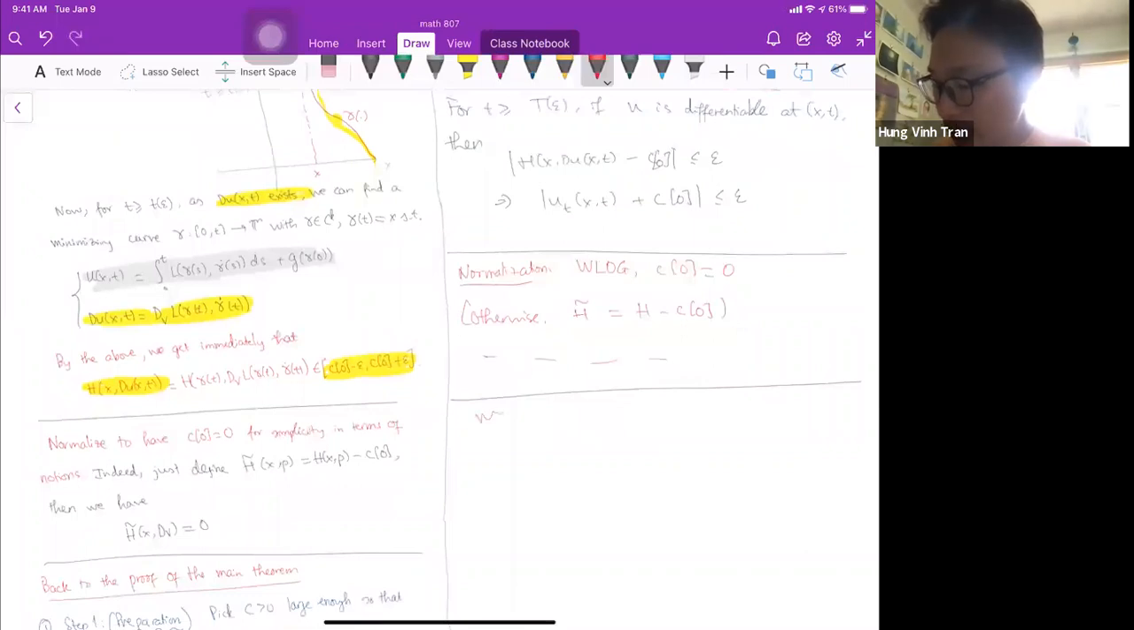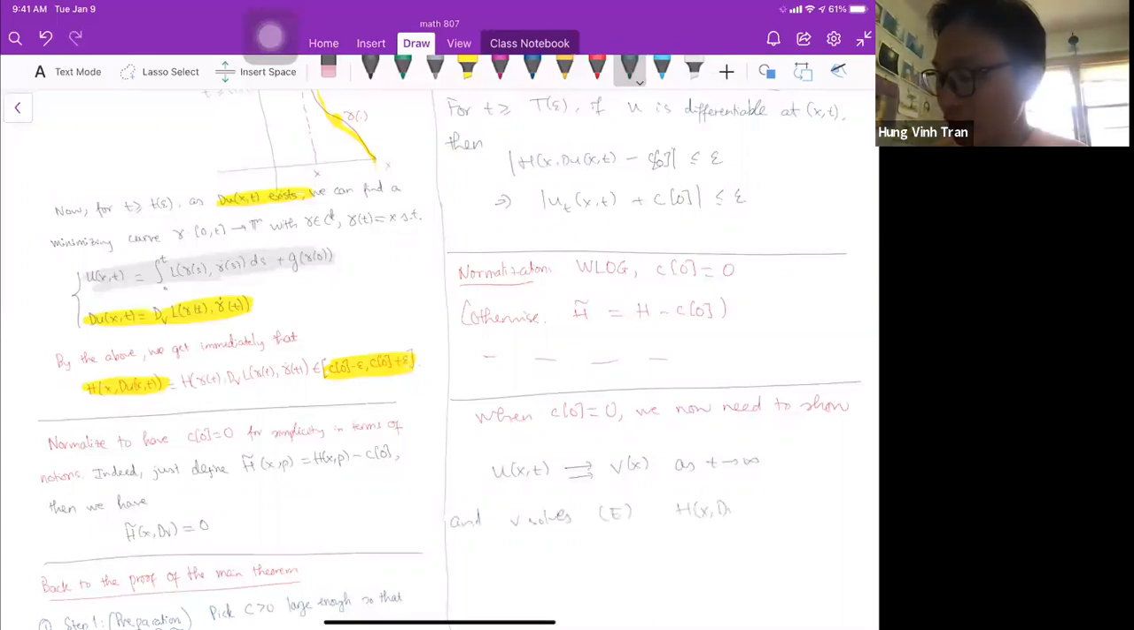So when c naught equals zero, then we just now need to show, because there's no normalized constant anymore, right? So we just need to show that u(x,t) is going to converge uniformly to some v of x as t goes to infinity, and v solves the ergodic problem H(x, Dv) equals zero, right? Because of normalization, the constant on the right is now zero.